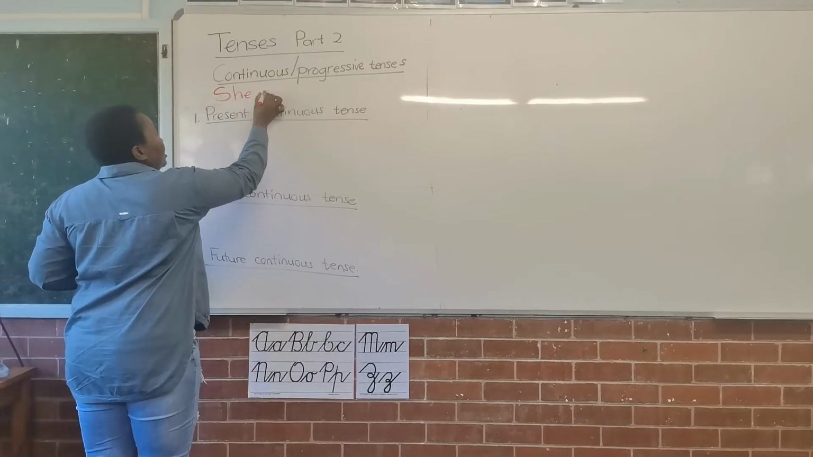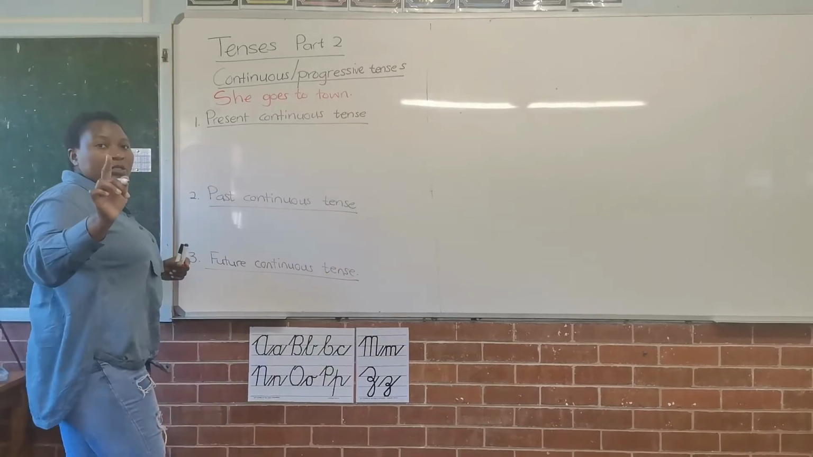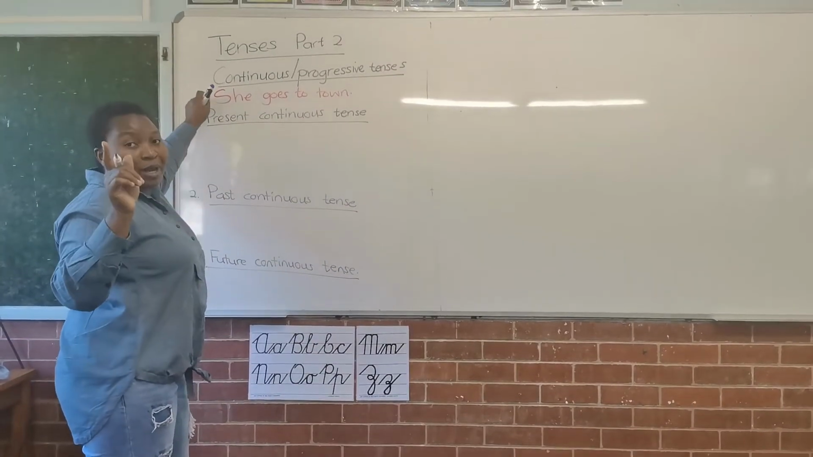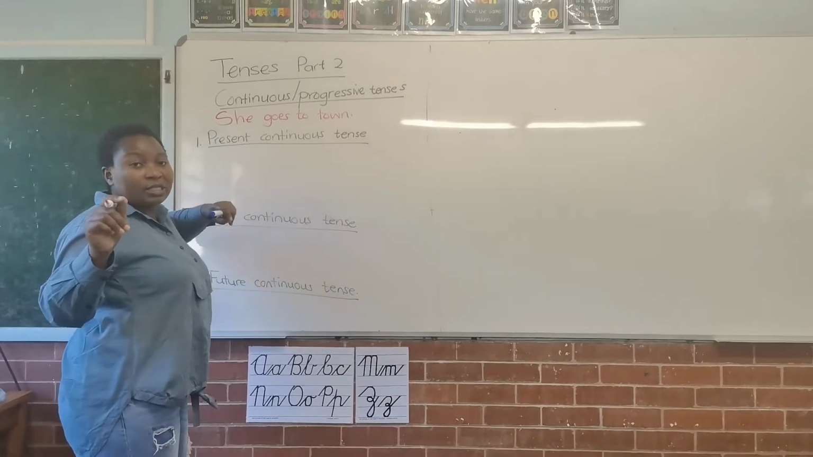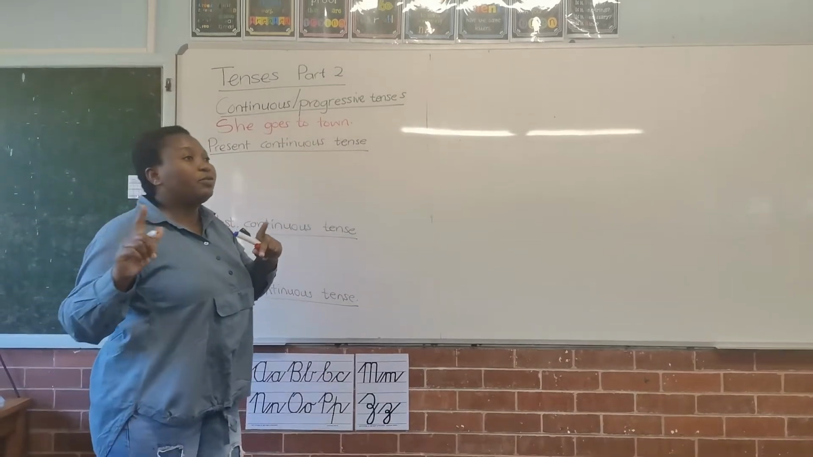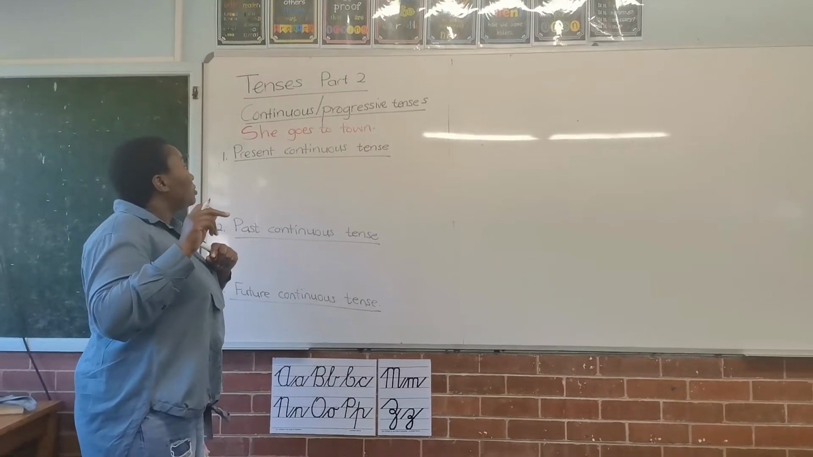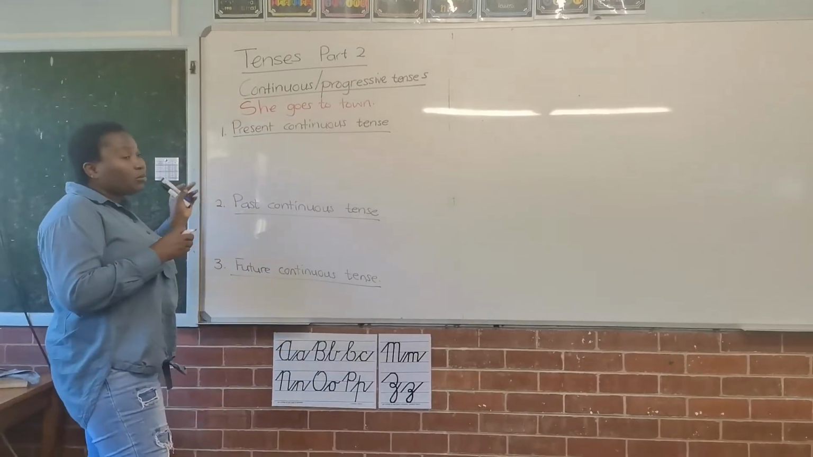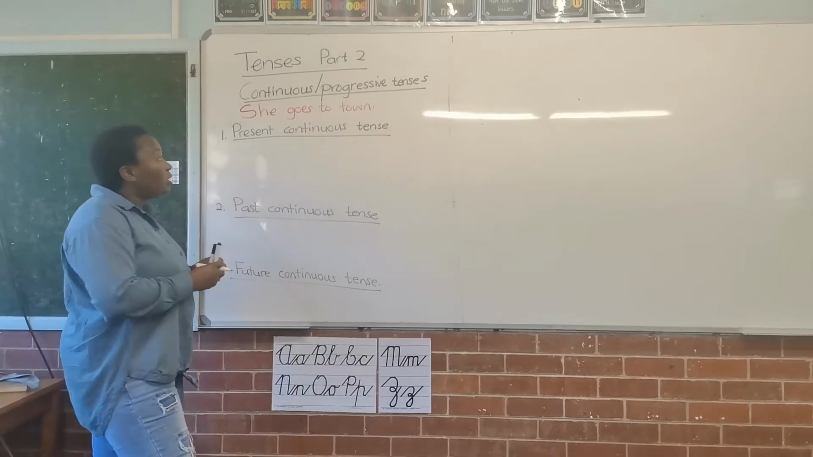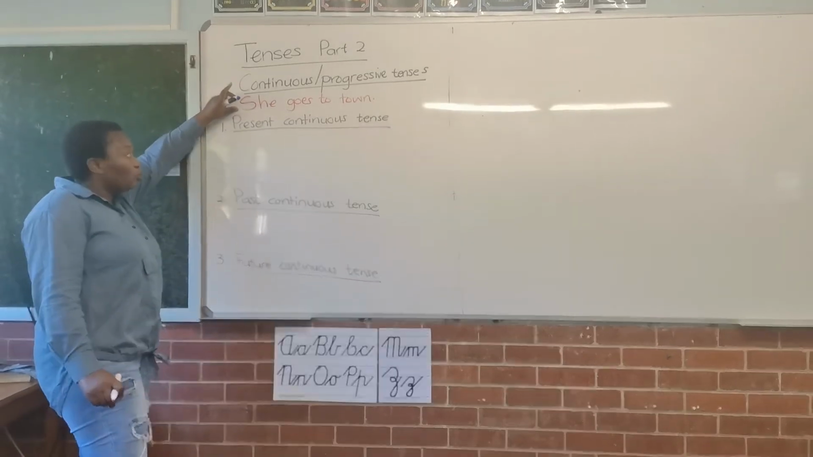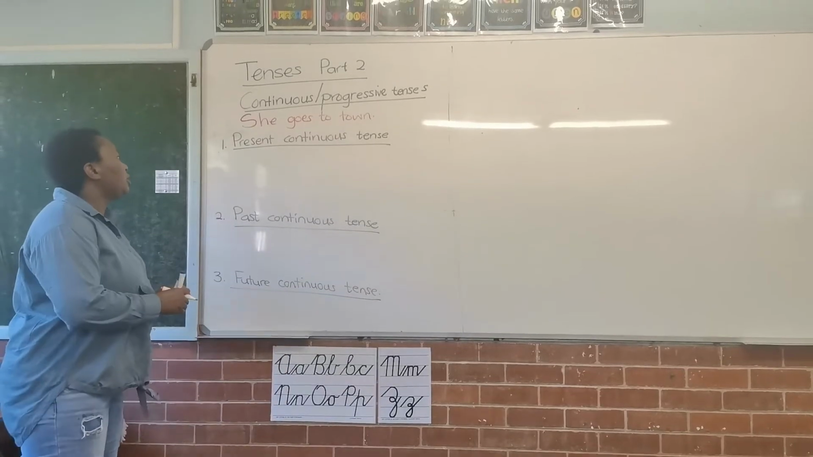Let's say we use this sentence: she goes to town. If you look at the ones that we did on part 1, we did simple past, simple future, and simple present. She goes to town, the sentence is in simple present tense. Simple past is she went to town. Simple future, she will go to town. We are going to work with this sentence. We will change it to present continuous, past continuous, and future continuous.